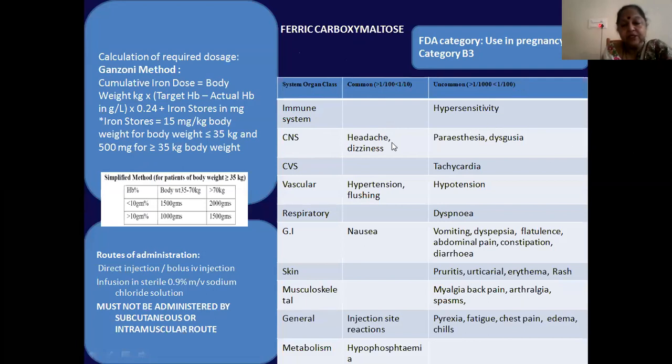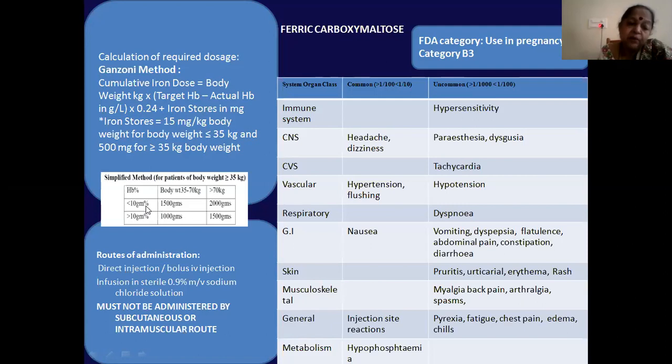So these are the common complications which can occur. Usually there are no complications, but only minimal complication you should know. You can see that it is very less complication, like a little bit of nausea, or you can have dizziness or tachycardia. These are there, and this is Ganzoni's method of cumulative iron dose calculation. You should know this. Target hemoglobin minus actual hemoglobin in gram per liter into 0.24 plus iron stores in milligram, and then you calculate the total dose.